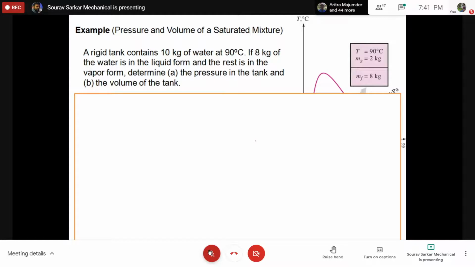saturation pressure? 70.183 kilopascal. Very good. So now at 90 degrees Celsius, what is your VF? 0.001036 meter cube per kg. So what is your VG? 2.3593 meter cube per kg.